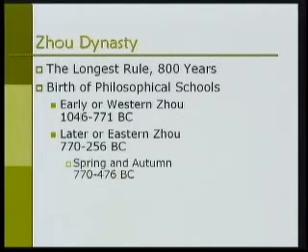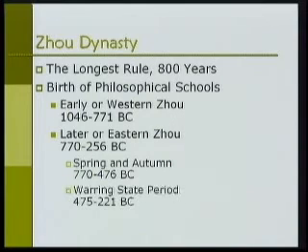One is the Spring and Autumn period. It's called the Spring and Autumn period because during this time a book was written about this time period a little later on. So that's why this whole period from 770 BC to 476 BC is referred to as the Spring and Autumn, because a book by that title was written about this period. And then from about 476 to 221 BC, this period is referred to as the Warring State period.